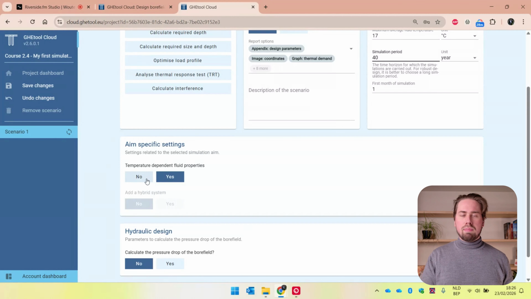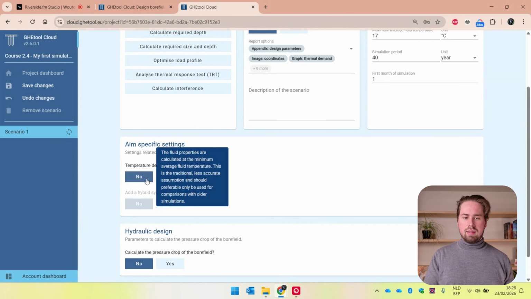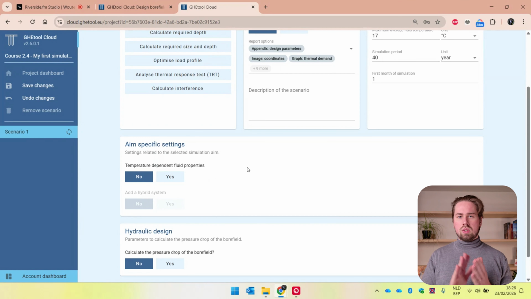And here we have an important setting. We're going to set the temperature dependent fluid properties to no. Next part, we will set it to yes, because it's way more insightful, way more detailed, way more accurate as well. But for now, to keep everything simple, let's set it to no, because that's basically the traditional way we've been designing borefields over the last decades before the introduction of more advanced methods in GHEtool.